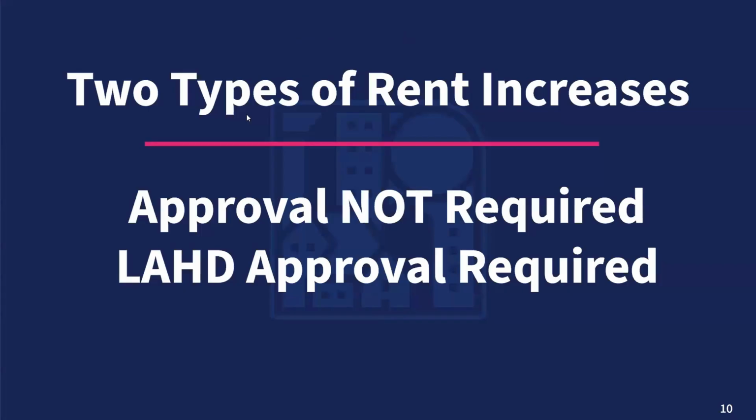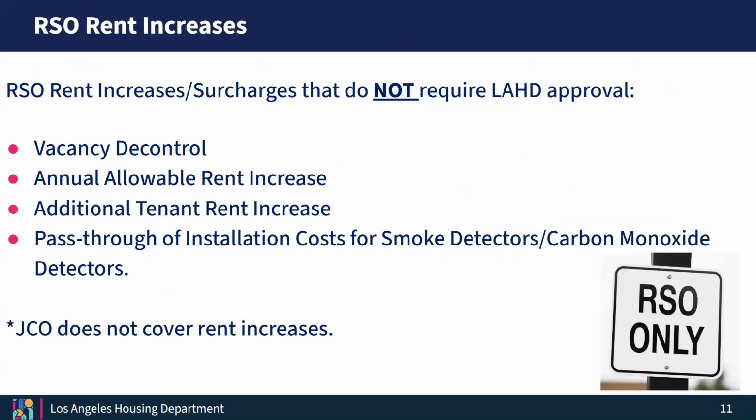Next slide. Two types of rent increases: approval not required, and LAHD approval required. RSO rent increases: Rent Stabilization Ordinance rent increases and surcharges that do not require Housing Department approval include vacancy decontrolled, annual allowable rent increases, additional tenant rent increases, and pass-through of installation costs for smoke detectors and carbon monoxide detectors. JCO does not cover rent increases. Next slide.